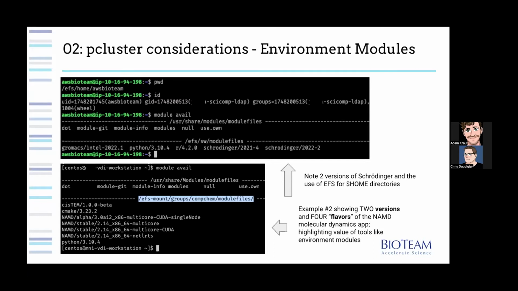The whole purpose of this screenshot is that if you look at the image on the top of the slide, you can see there's a module set up for two different versions of the Schrödinger suite. And then the bottom image is showing you an example more from the scientific computing world, where we have two different versions and four different flavors of the NAMD molecular dynamics app. And this is not unusual. This is bog standard normal stuff in data intensive life science computing. So in terms of other considerations beyond EFS, you want to think about how you're going to manage software installations, how you're going to present them to your systems, and in particular, how you're going to deal with multiple versions of the same software.